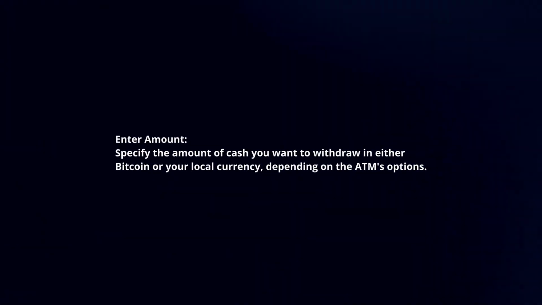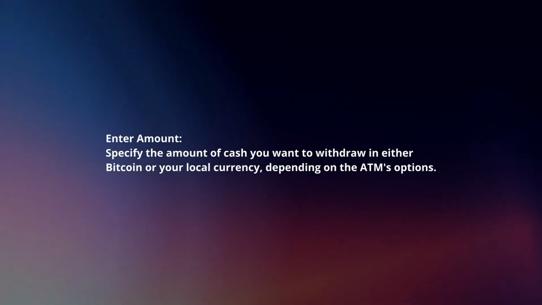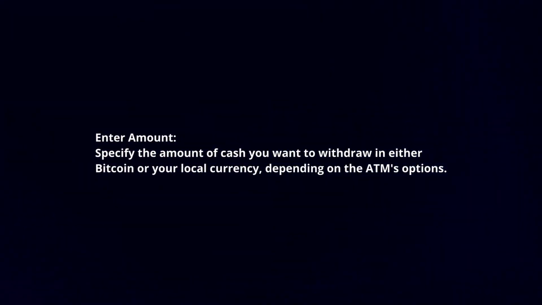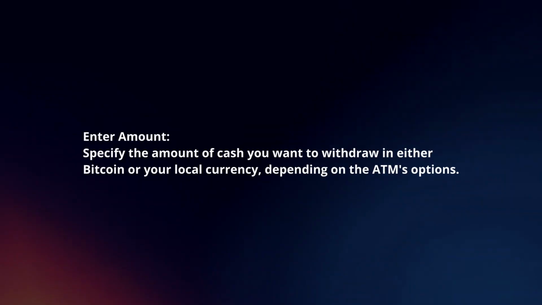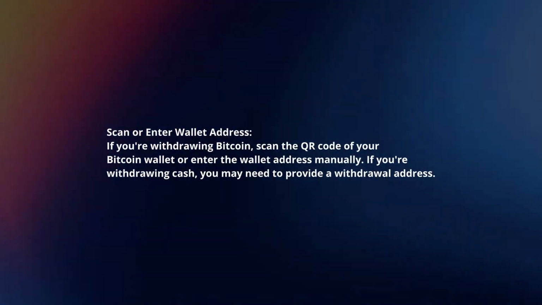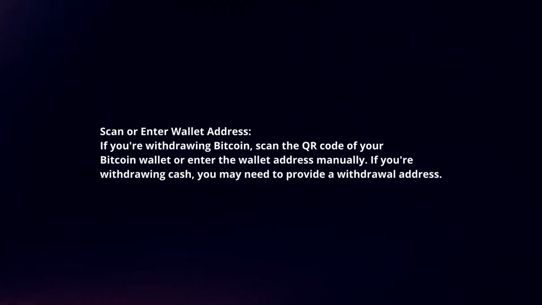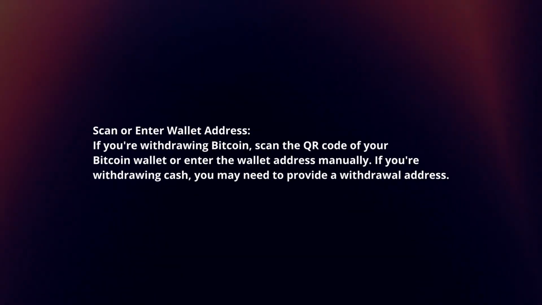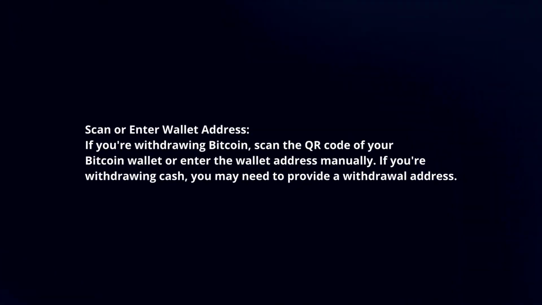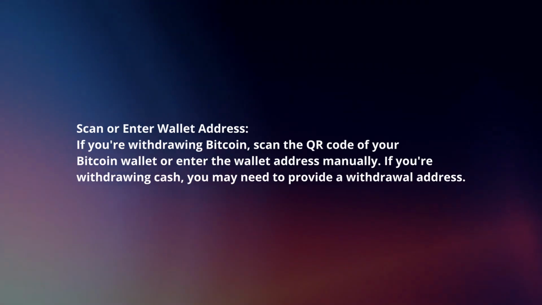Enter amount. Specify the amount of cash you want to withdraw in either Bitcoin or your local currency, depending on the ATM's options. Scan or enter wallet address. If you're withdrawing Bitcoin, scan the QR code of your Bitcoin wallet or enter the wallet address manually. If you're withdrawing cash, you may need to provide a withdrawal process.